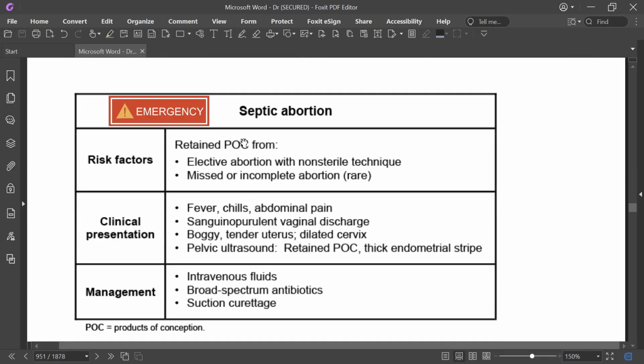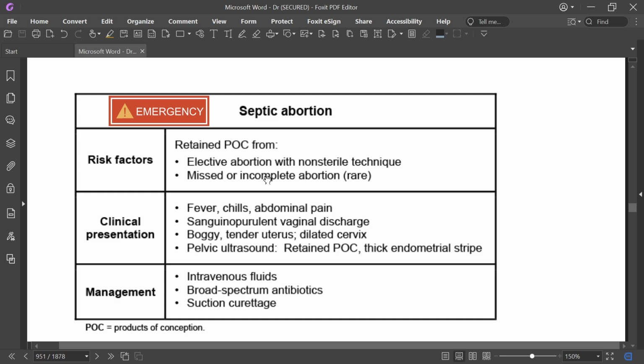Septic abortion risk factors: retained products of conception from elective abortion with non-sterile technique, and missed or incomplete abortion, which is rare. Presentation includes fever, chills, abdominal pain, sanguinopurulent vaginal discharge, a boggy tender uterus, and a dilated cervix. Pelvic ultrasound shows retained products of conception and a thick endometrial stripe. Treatment is IV fluid, broad spectrum antibiotics, and suction curettage.